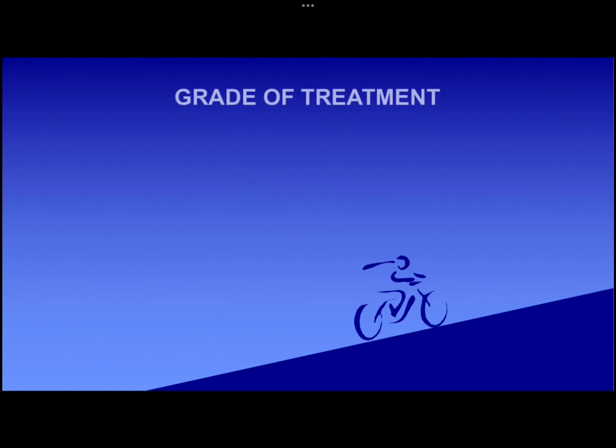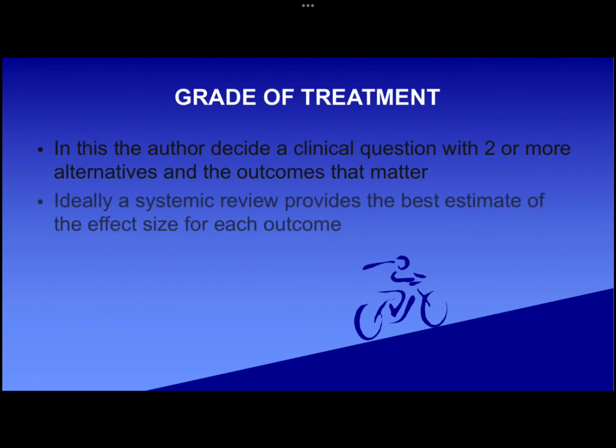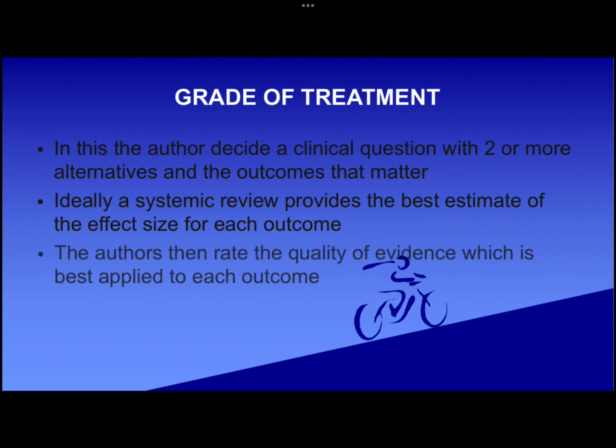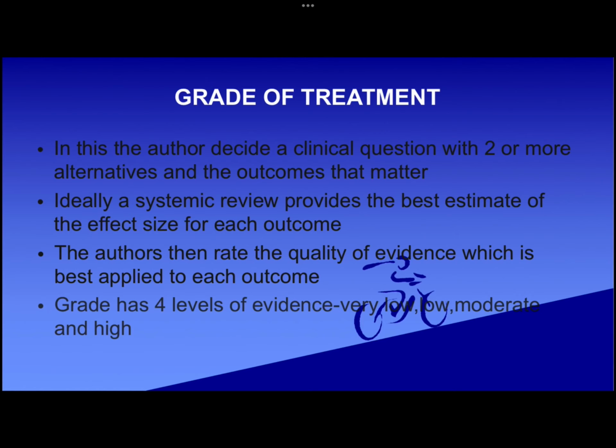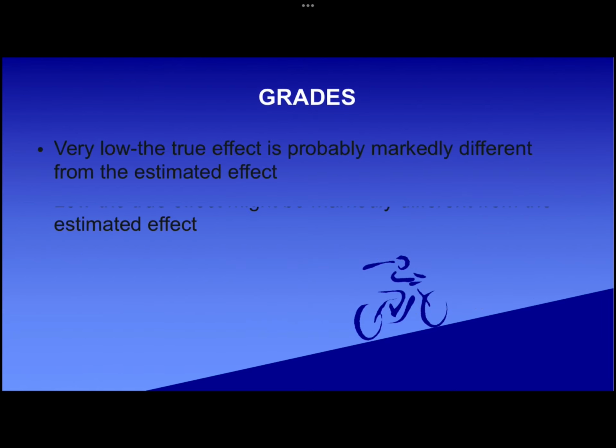Next, we can discuss grade of treatment. In this, the author decides a clinical question with two or more alternatives and the outcomes that matter. Ideally, a systematic review provides the best estimate of the effect size for each outcome. The authors then rate the quality of evidence for each outcome. Grade has 4 levels of evidence: very low, low, moderate and high.